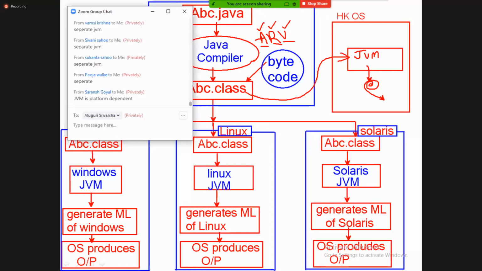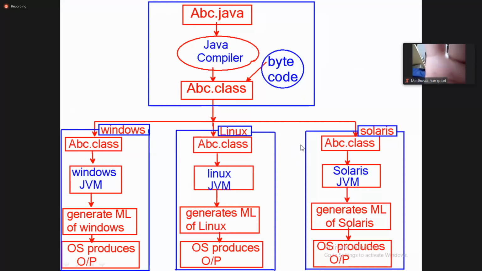If you want to execute a bytecode in a particular operating system, JVM must be there. If JVM is available for that operating system, then it is executed. If not available, not executed. Simple. Next question. Try to think of an answer.